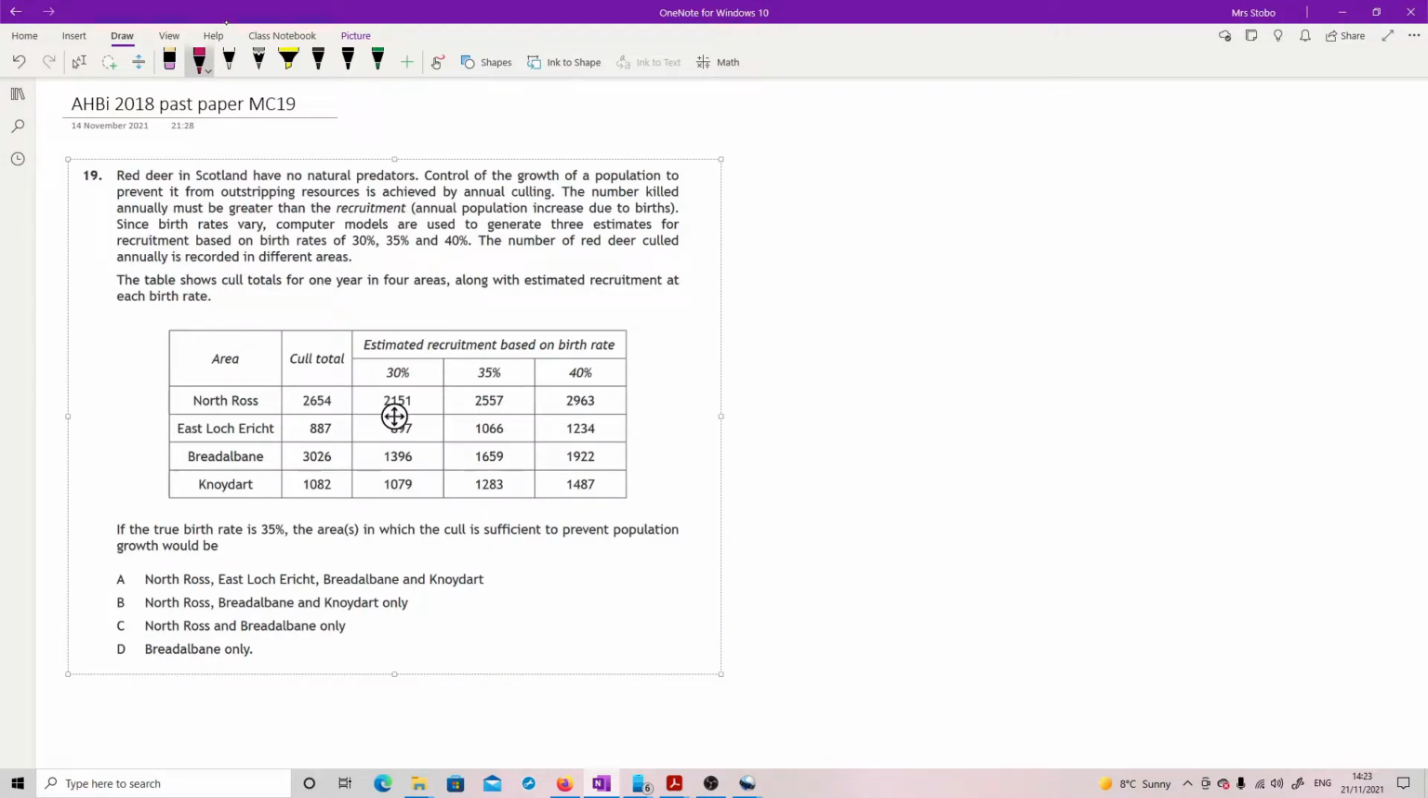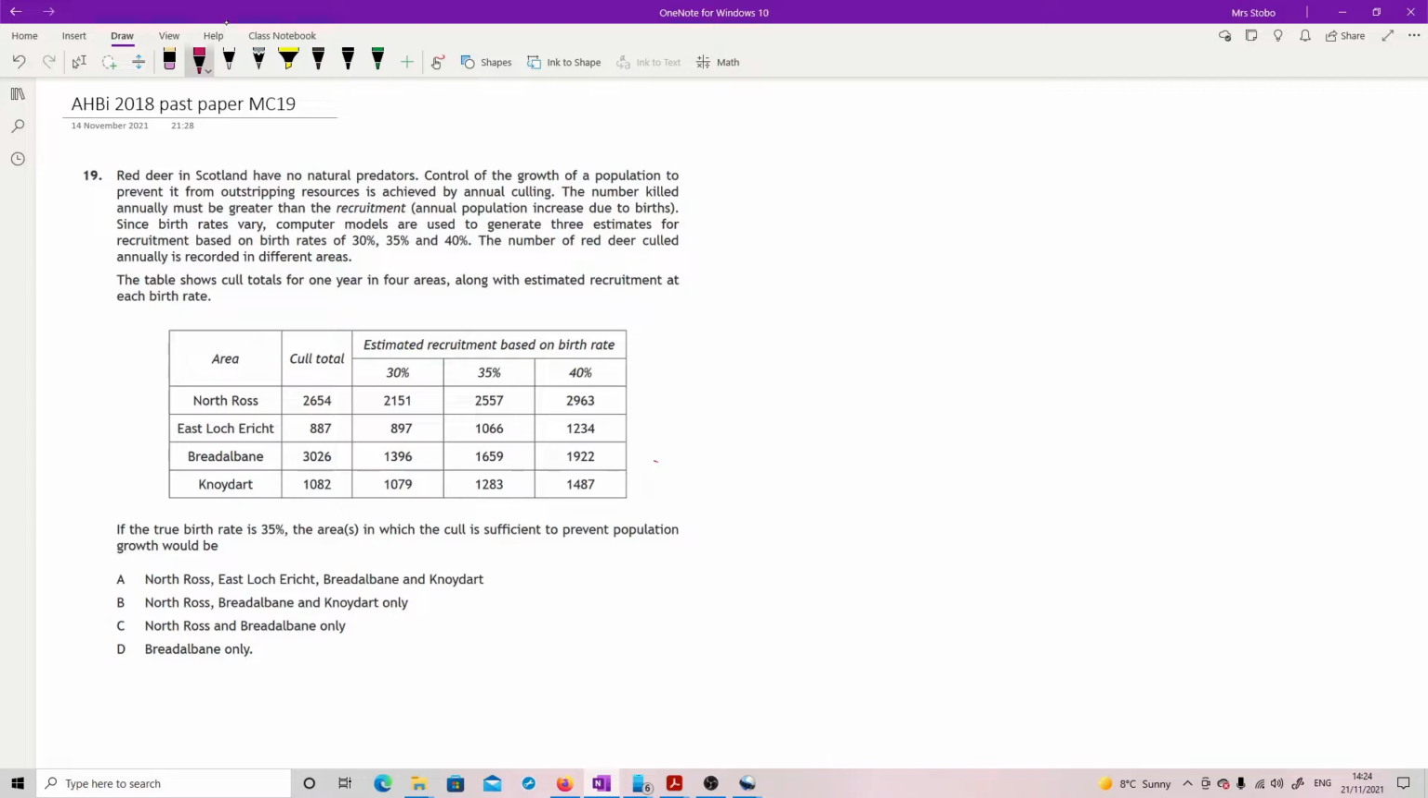Okay, red deer in Scotland have no natural predators. Control of the growth of a population to prevent it from outstripping resources is achieved by annual culling. The number killed annually must be greater than the recruitment, which is the annual population increase due to births. Since birth rates vary, computer models are used to generate three estimates for recruitment based on birth rates at 30, 35 and 40%.